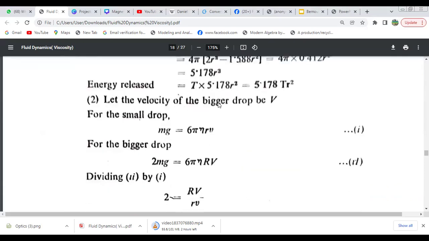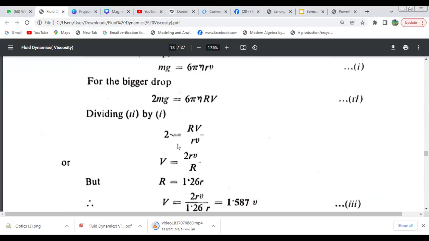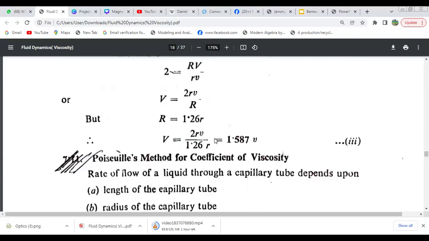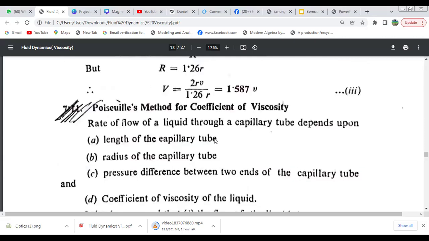Again, let the velocity of the bigger drop be capital V. So in that case, for a small drop, weight equals to mg equals to this. Then mg means what? Actually force. So for the bigger drop, twice mg, because twice 6 pi r eta v. Dividing, we get this.